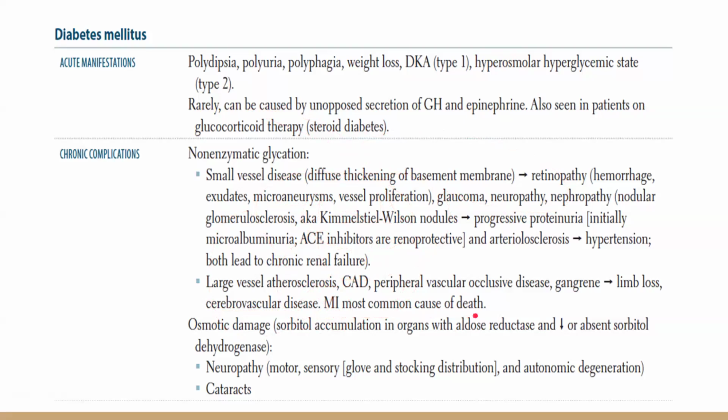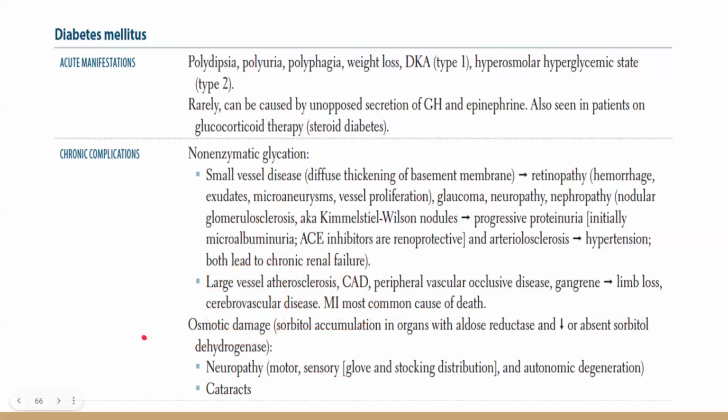Myocardial infarction is the most common cause of death, so this is something you can remember. This is important. Atherosclerosis occurs because there's more cholesterol, because you're causing lipolysis since you don't have the insulin to regulate the fats.